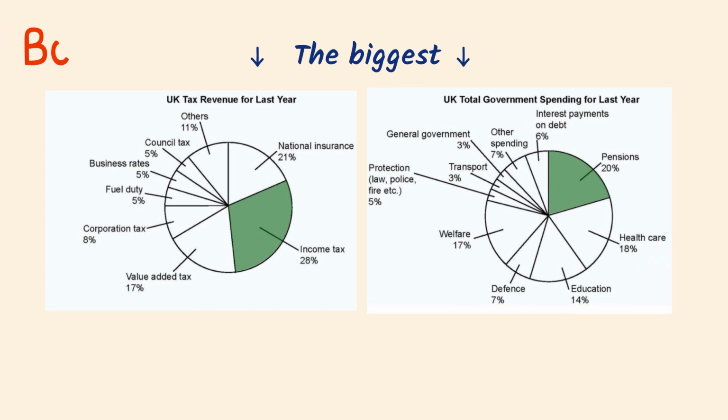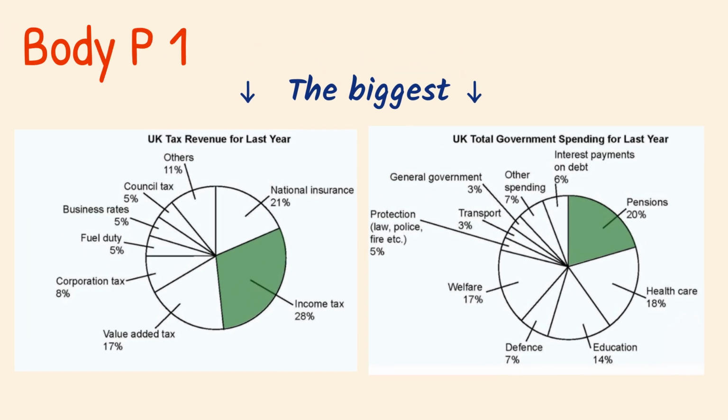Now, let's start writing our first body paragraph. As you know, we always start from the biggest or the largest. The biggest here is income tax, as we mentioned earlier. After that, you can see it's 21%, which is national insurance. After that, value added tax. And then others, which is 11%, and corporation tax is 8%. And one thing which is important here is that council tax, business rates, and fuel duty are all 5%. So we can mention all of them, and we can say that they are all 5%.